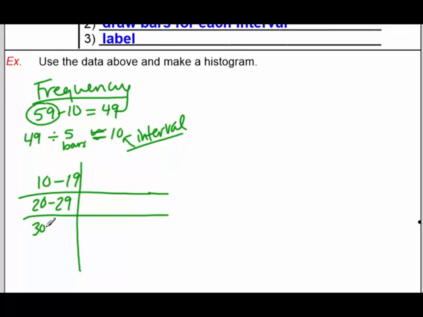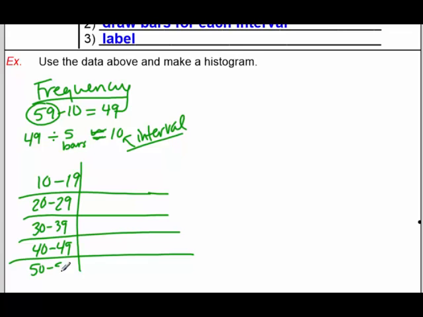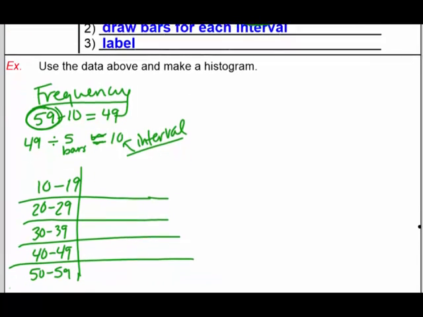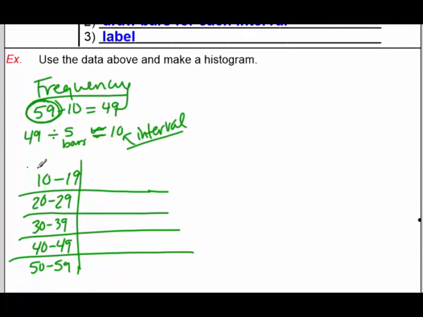My next interval is 30 to 39. My next interval is 40 to 49. And my next interval is 50 to 59. I think that's my last interval because 59 is my last number here. So then we're going to go up to our data and count up the frequency of numbers that appear in each one of these intervals.